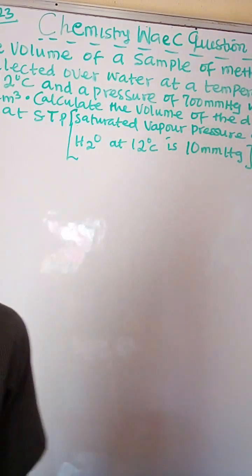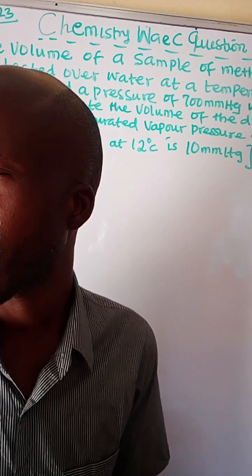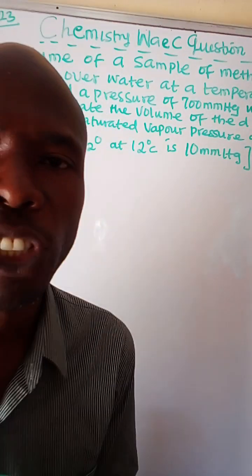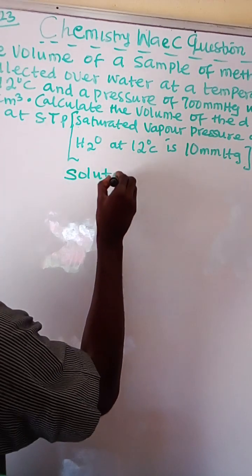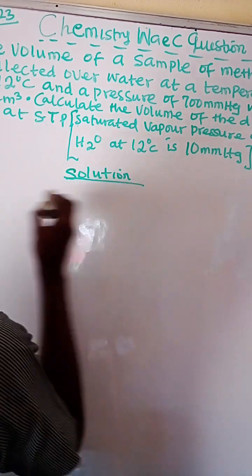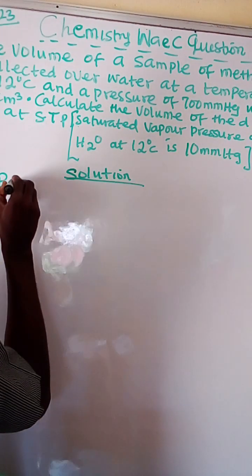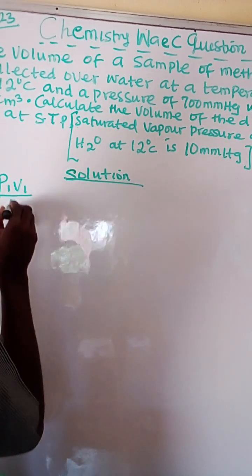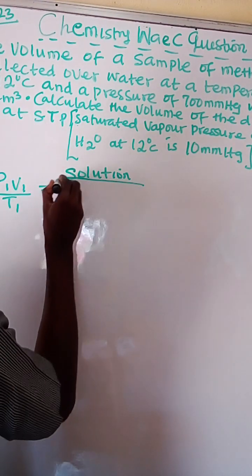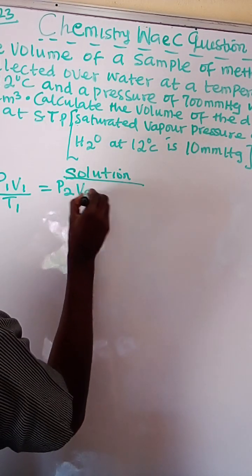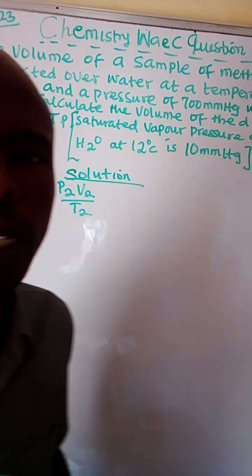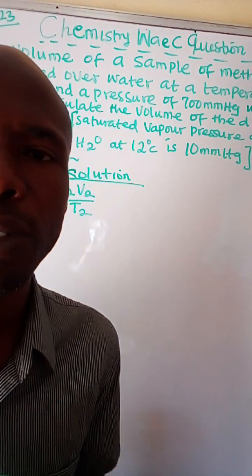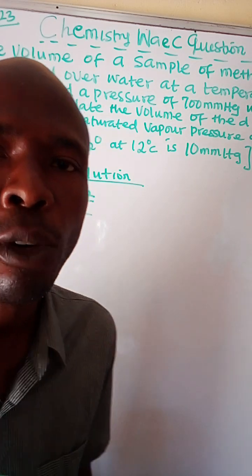So without wasting much of our time, let's write out the formula for the general gas equation. So there we have this: P1 V1 over T1 is equal to P2 V2 over T2. To solve this particular question, you have to apply this formula.